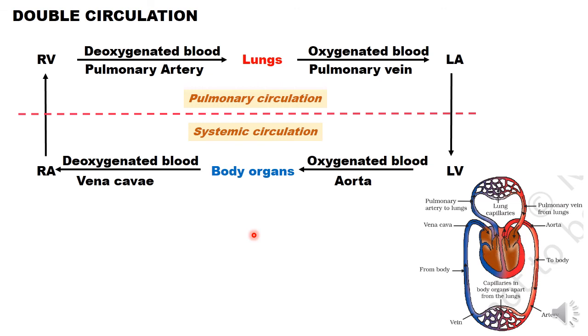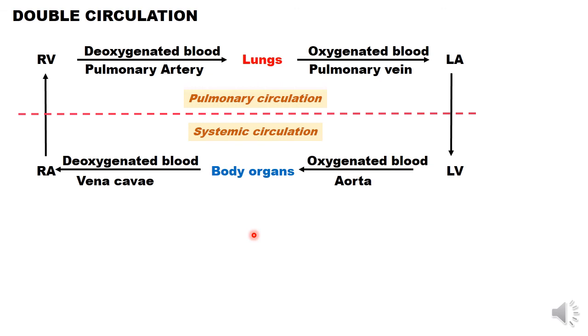So I hope this was clear to all of you: what is single circulation, what is double circulation, what is mixed circulation, and in how many chambered hearts we observe these kinds of circulation schemes or mechanisms.